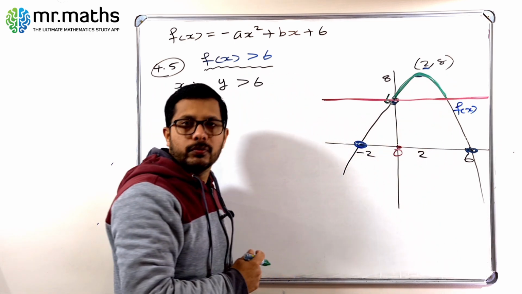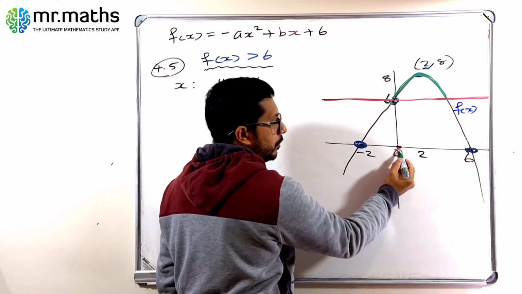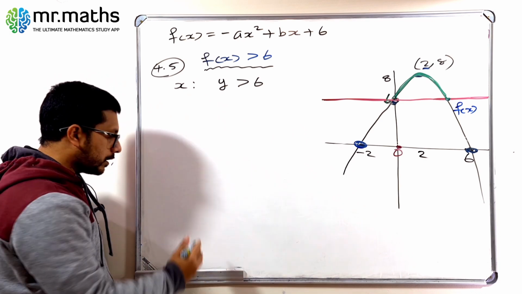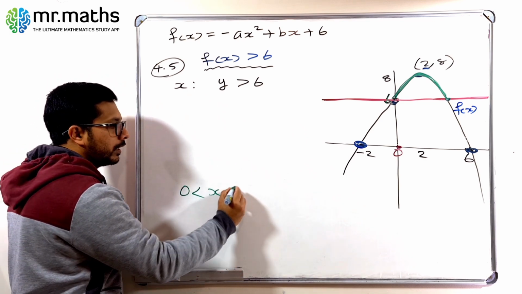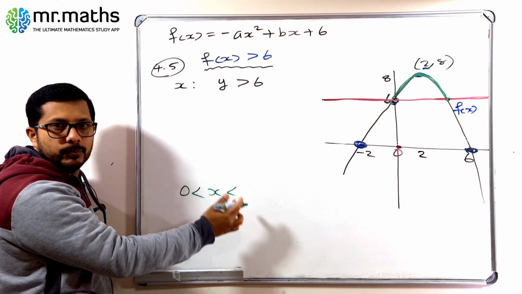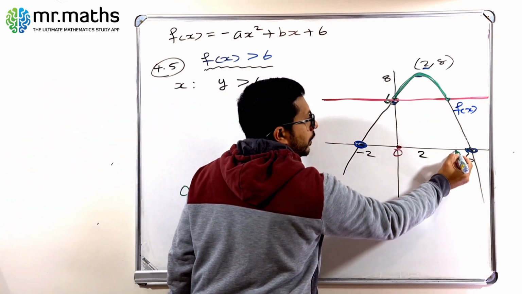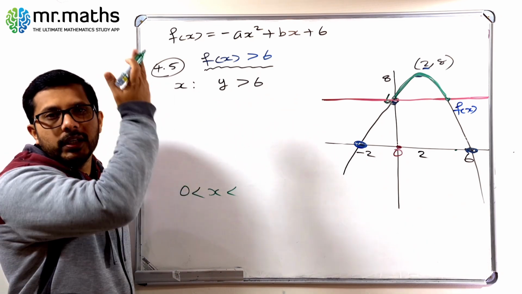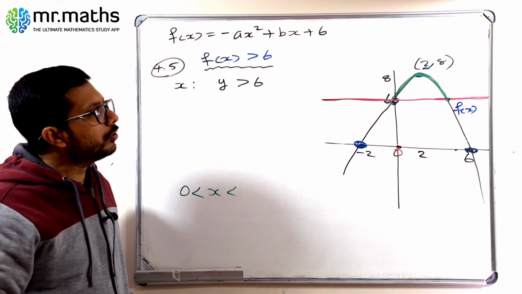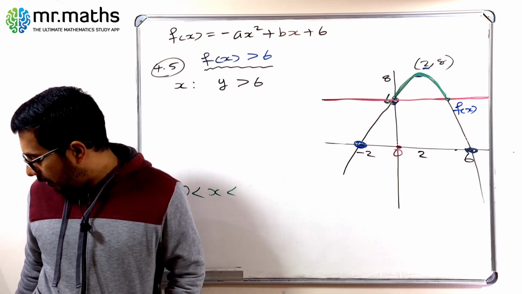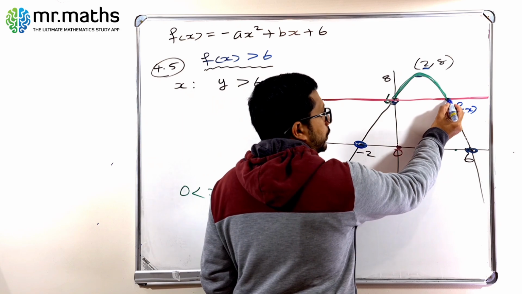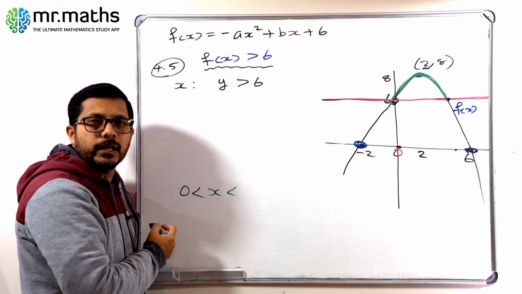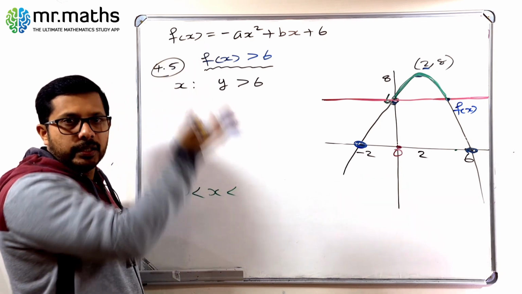So what is the x value of that part? That's the question. Here the x value is 0, but here we don't know the x value. We are going to write the answer as 0 less than x less than something. What is that something? The x value of this point. Between 0 and that point, y is greater than 6. So how can you find that touching point? If we know this point, then we can immediately write the final answer, 0 less than x less than that point.